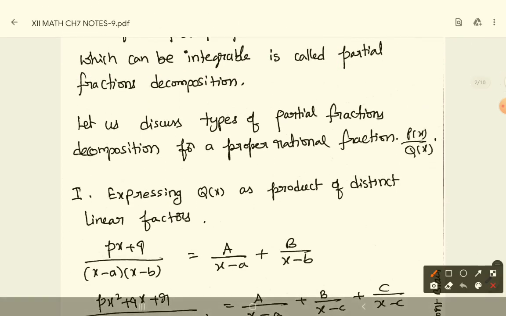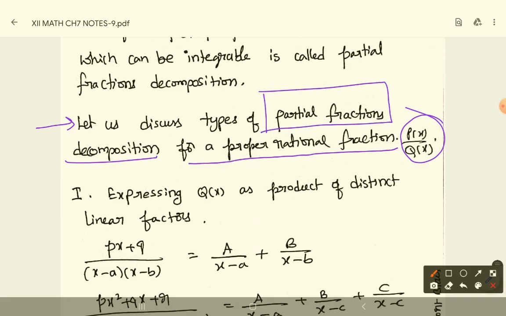Let us see the types of partial fraction decomposition for a proper rational fraction p of x by q of x. That means this partial fraction concept we use when the rational fraction is a proper rational fraction.